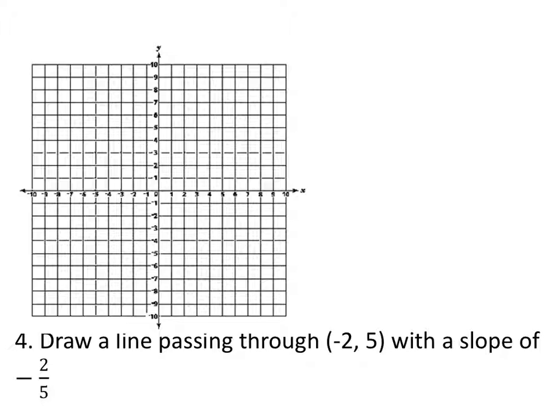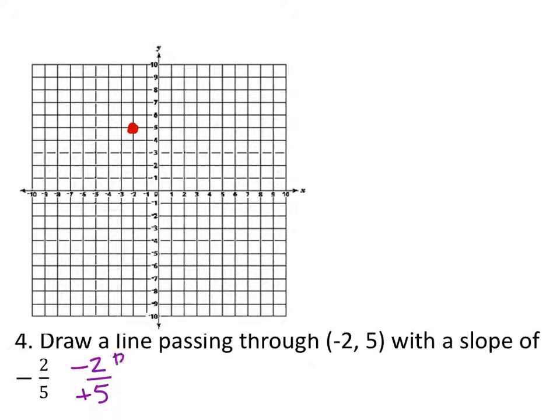Alright, draw a line passing through -2, 5 with the slope of -2/5. So we do need to start with the point -2, 5 right here. And then this slope is -2/5. Again, I'm just going to make the 2 the negative and the 5 the positive on this one, just so we can have our directions down precisely.